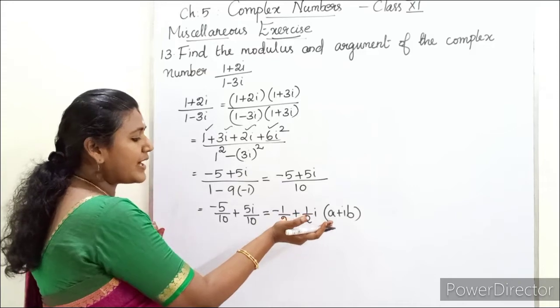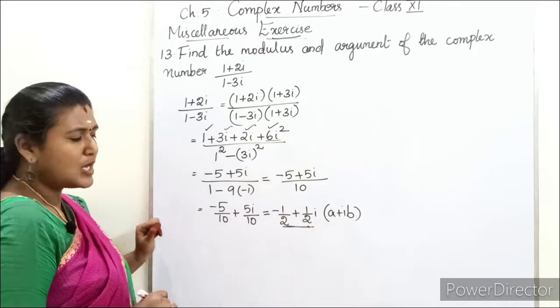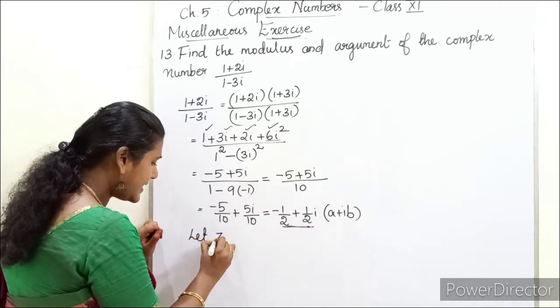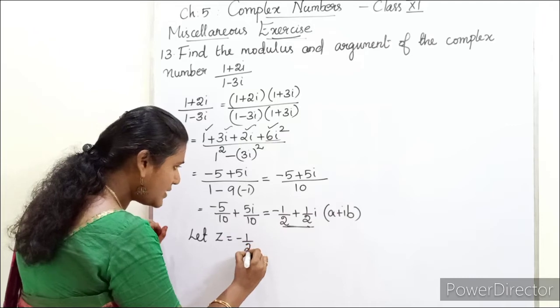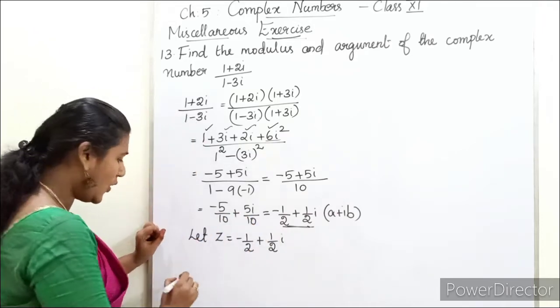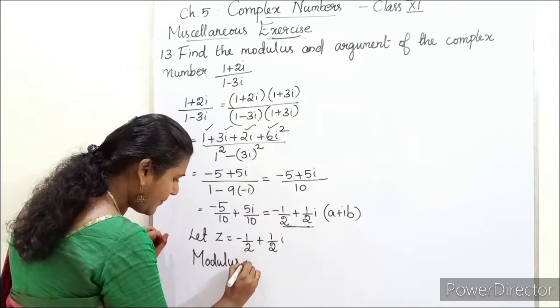Now we have to find the modulus and argument of this complex number. So we will denote this complex number as z. Let z is equal to minus 1 by 2 plus 1 by 2 i. First we are going to find the modulus. So modulus, that is we can denote by r.